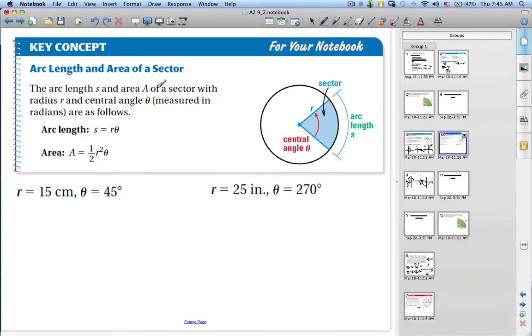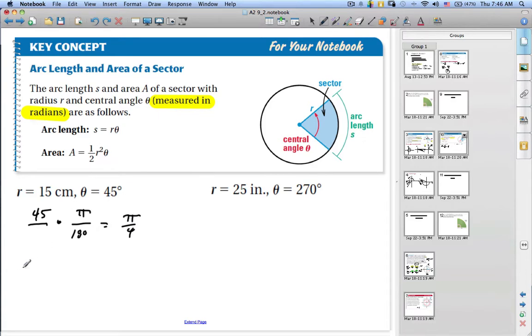Okay, so now if we want to work with arc length and sector area, we have a couple of simple formulas to use, but the key thing you need to remember is that my angle has to be measured in radians. That might be why we learned how to convert from degrees to radians. Okay, so if I want to do these problems, they're in degrees now, first thing I have to do is convert to radians. So I'll have 45 degrees times pi over 180. 45 goes into 180 4 times, so this will become pi over 4.